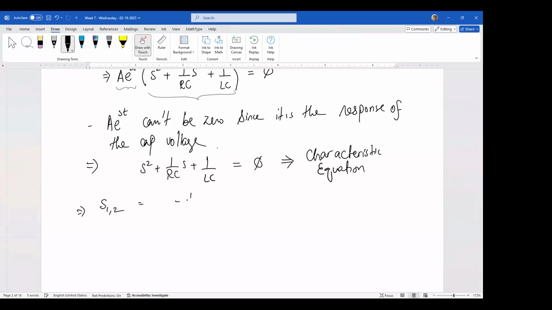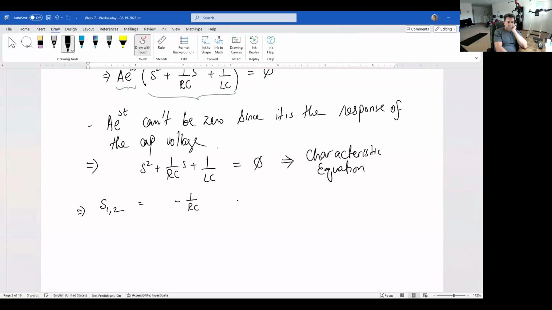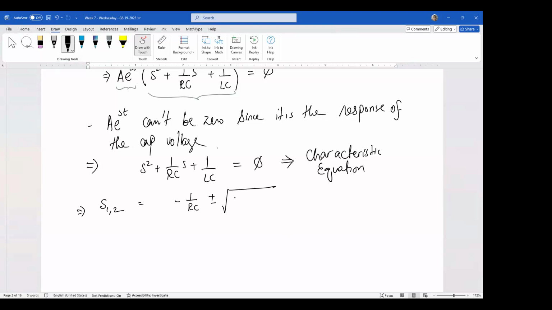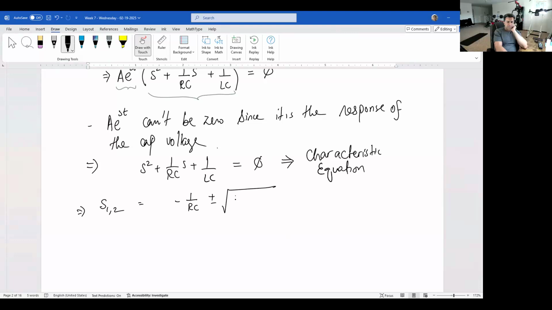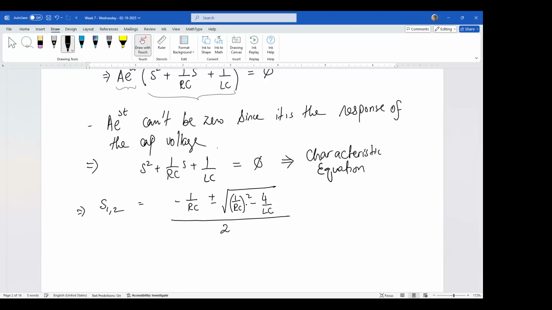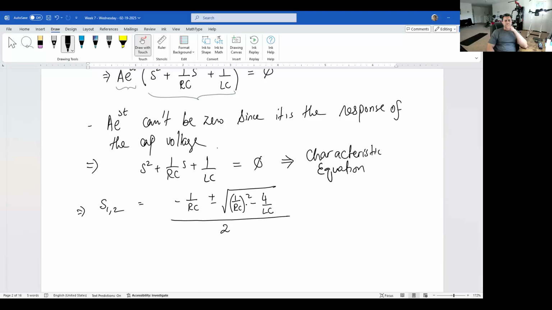Negative b plus or minus, 1 over RC is b, plus minus the square root of b squared, 1 over RC squared, minus 4ac, a is 1, and c is 1 over LC. b squared minus 4ac, divided by 2a. A is 1, of course.